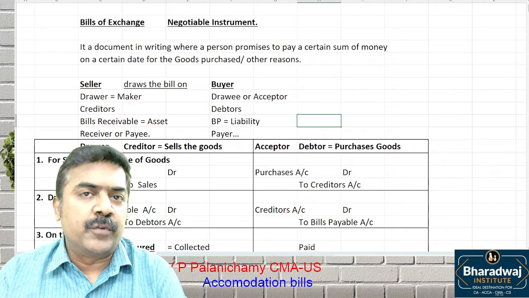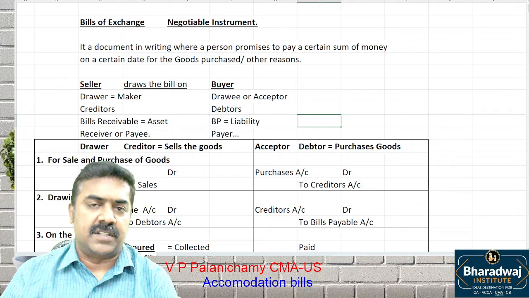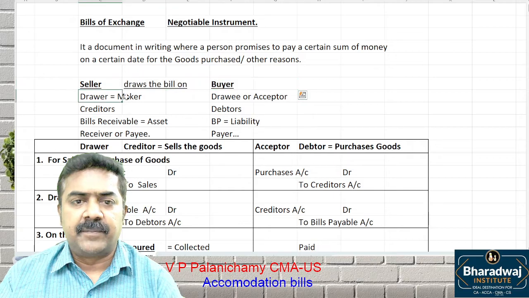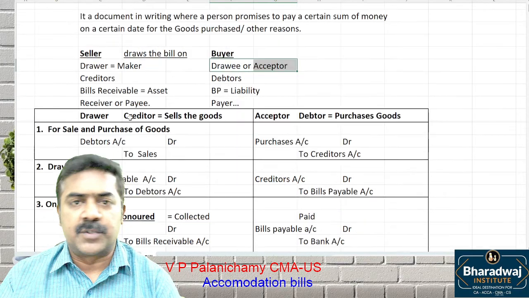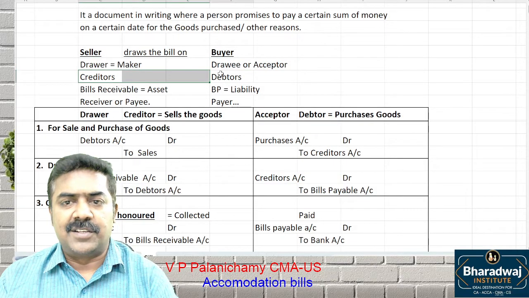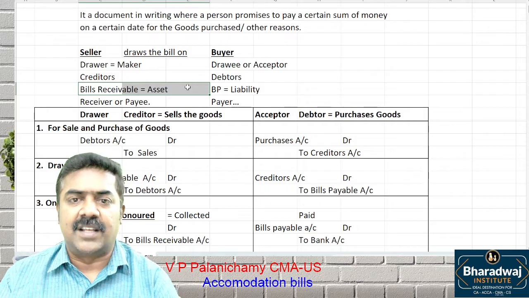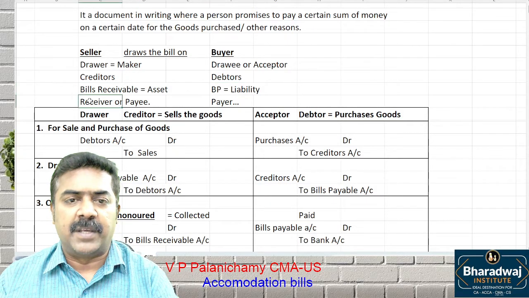Good morning. Before we move on to accommodation bill, let us recollect what we have done in the previous session. The seller draws the bill on the buyer. The seller is called the drawer of the instrument, and the buyer is called the acceptor. The seller is also a creditor, who draws the bill on the debtor. For the seller, it is a bills receivable asset. For the buyer, it is a bills payable liability.